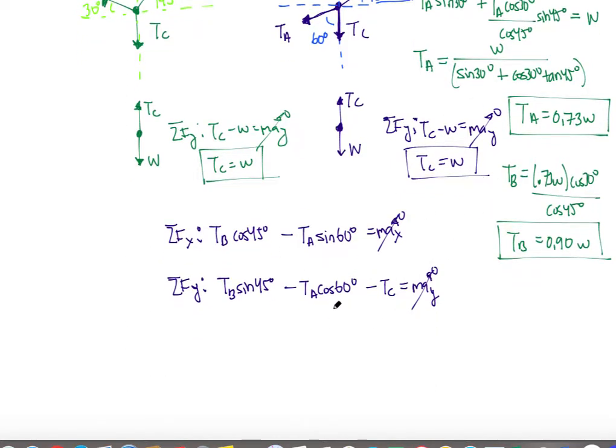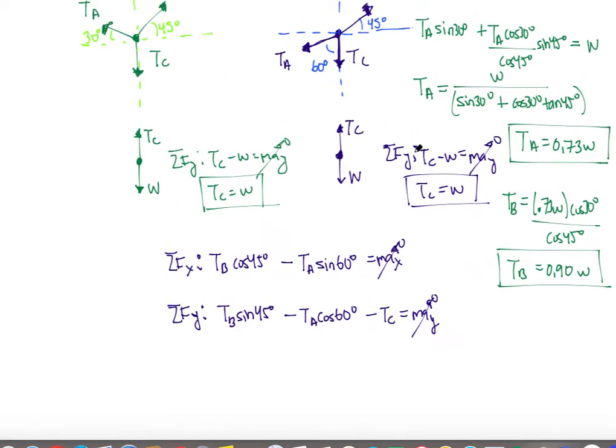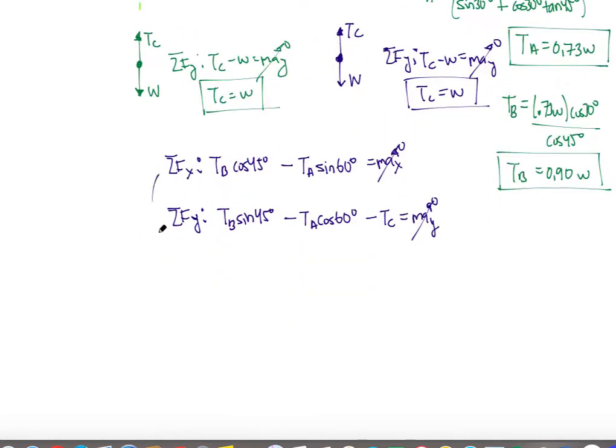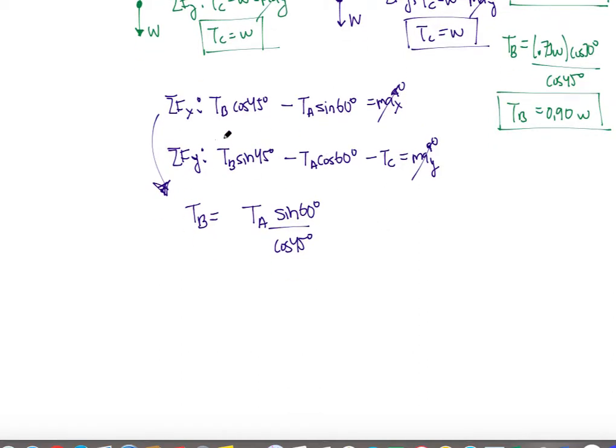First off, I know tension C is W, but I'm going to do the same thing I did previously, which was solve for tension B from this x equation first. So tension B is equal to tension A times the sine of 60 degrees over the cosine of 45 degrees. Then I can plug that into this equation. So that gives me tension A times the sine of 60 degrees over cosine of 45 degrees times the sine of 45 degrees minus tension A times the cosine of 60 degrees equals W.